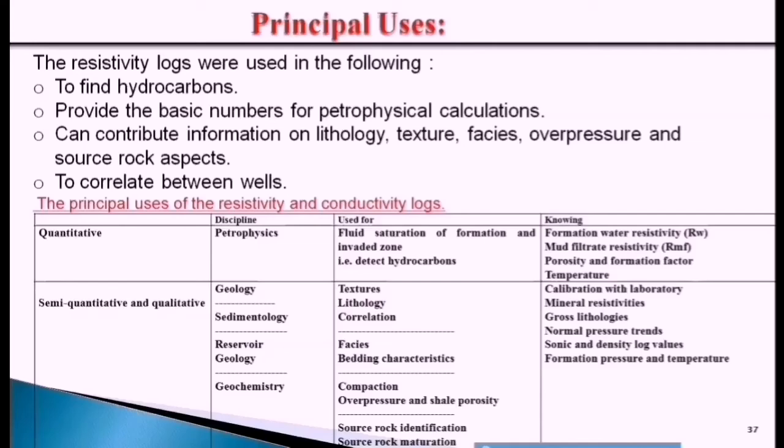So for the main purpose, the quantitative interpretation will be done by the petrophysicists, and we can use this for fluid saturation of the formation in the uninvaded zone. Also, we can use the porosity logs, density and neutron, to detect the hydrocarbon, either gas or oil, and so on. So formation water resistivity, RW, is important, as are mud filtrate resistivity, porosity, formation factor and temperature. We have already discussed the relation between the porosity and formation factor, and we saw why the formation factor is important for the water saturation identification. Also, we know that as the temperature increases the resistivity decreases, and the salinity increases with depth.